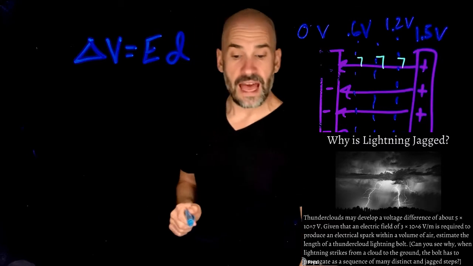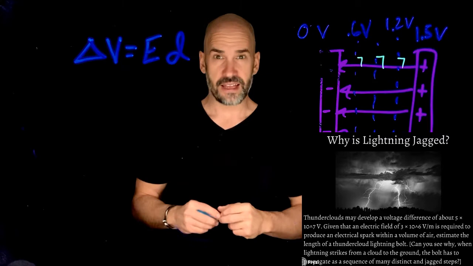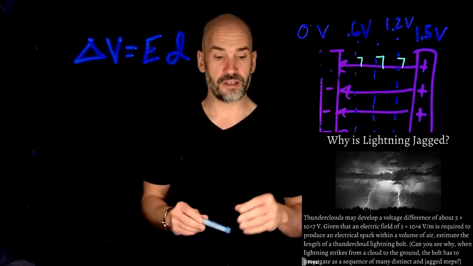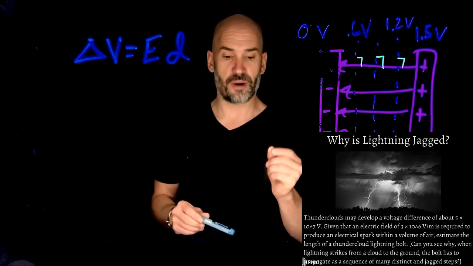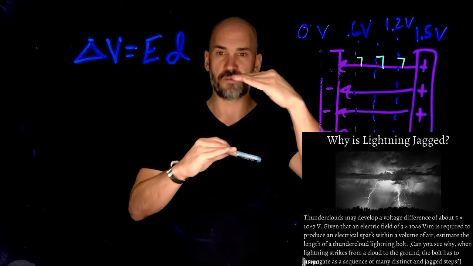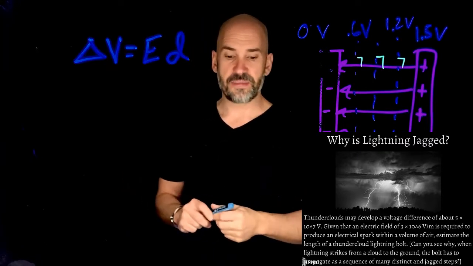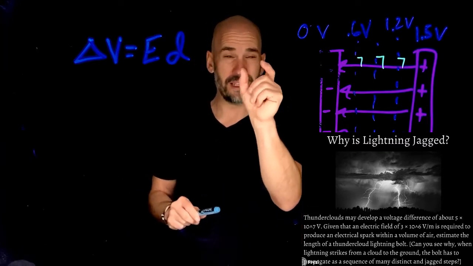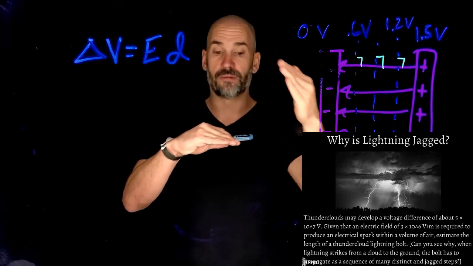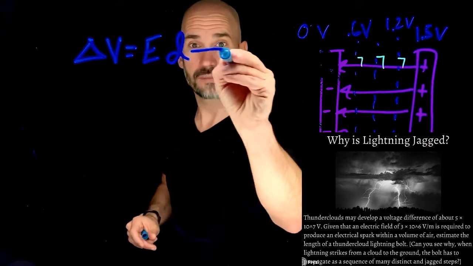So we have this problem that says thunderclouds may develop a voltage difference of 5 times 10 to the 7 volts. Given that an electric field of 3 times 10 to the 6 volts per meter is required to produce an electric spark, that might look familiar. Remember, that's like the dielectric breakdown. That's the electric field that's strong enough for electrons to actually jump from one space to another. Estimate the length of a thundercloud lightning bolt, meaning each little chunk of a lightning bolt, in order for one charge to jump from one spot to another. Okay? In other words, we're solving for d, right?